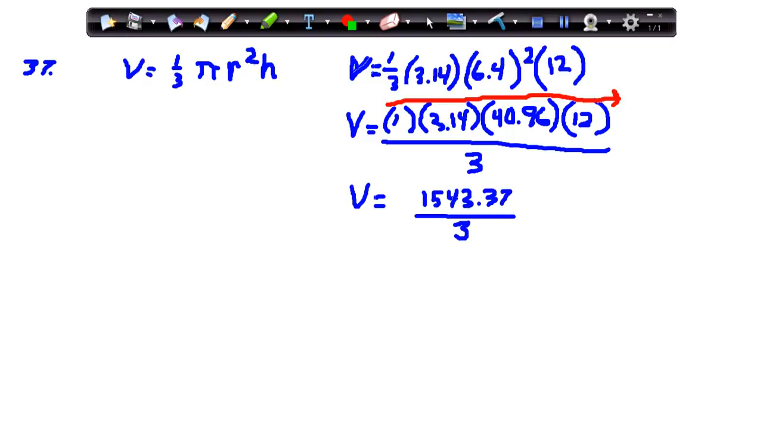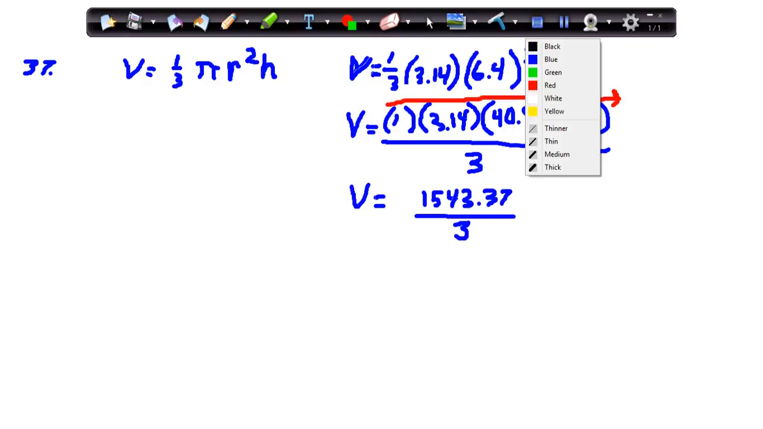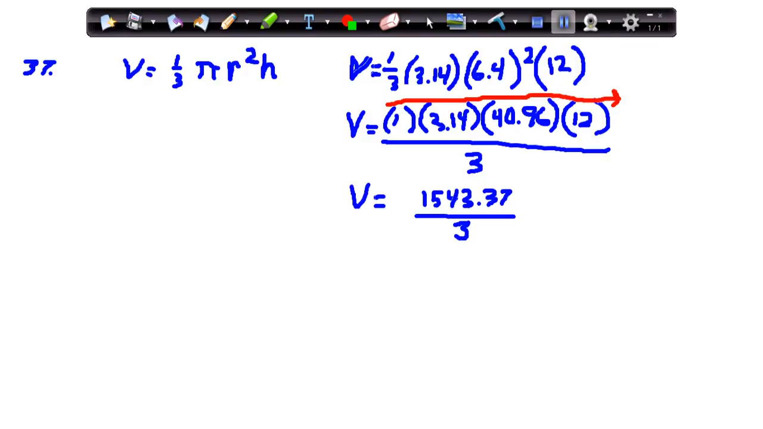Okay? And so now what do we do from there? Well, 3 divided into this, 1543.37. Put it in your calculator. What we're going to do is just go 1543.37 divided by 3, and you will get this answer: 514.45, and the number continues.